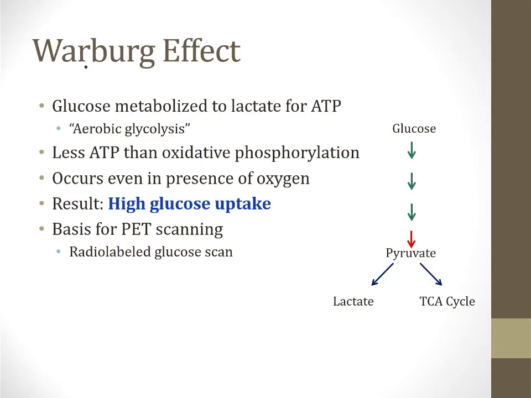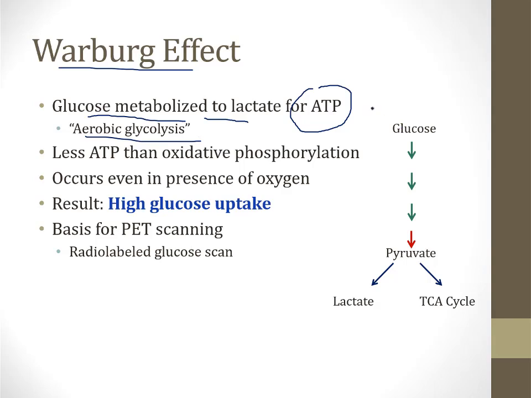Cancer cells metabolize glucose in an unusual way. This is known as the Warburg effect, after the person who first described it. So in cancer cells, glucose is metabolized to lactate to generate ATP, even if there is oxygen around. This is very unusual. It's called aerobic glycolysis because the cells are using only glycolysis, even though there's oxygen around and they could use oxidative phosphorylation.